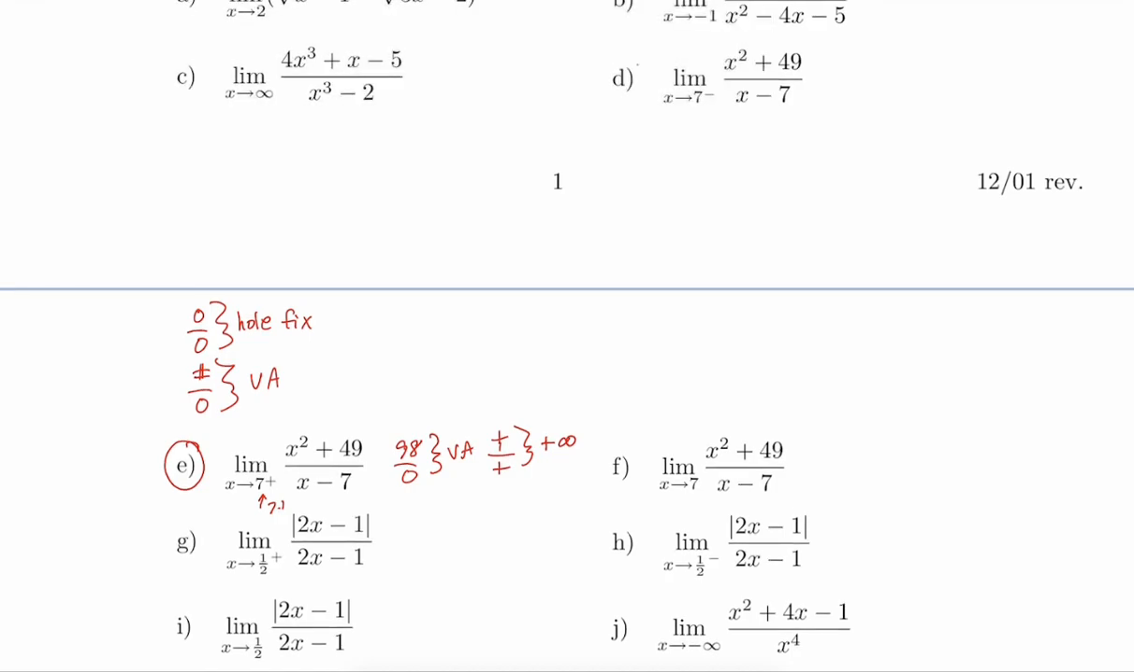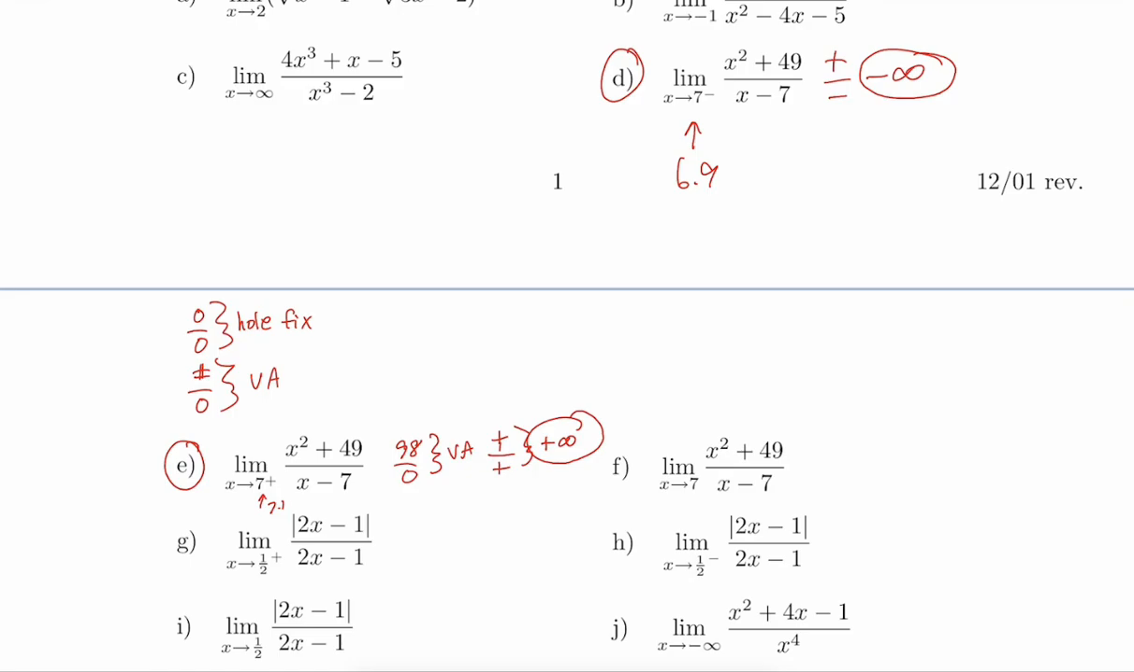Now let's look at D. If you plug in 7, you get 98 over 0. So here we would plug in 6.9. We would get a positive over a negative. It's going to negative infinity. So our answer to 7D is negative infinity. Our answer to 7E is positive infinity.